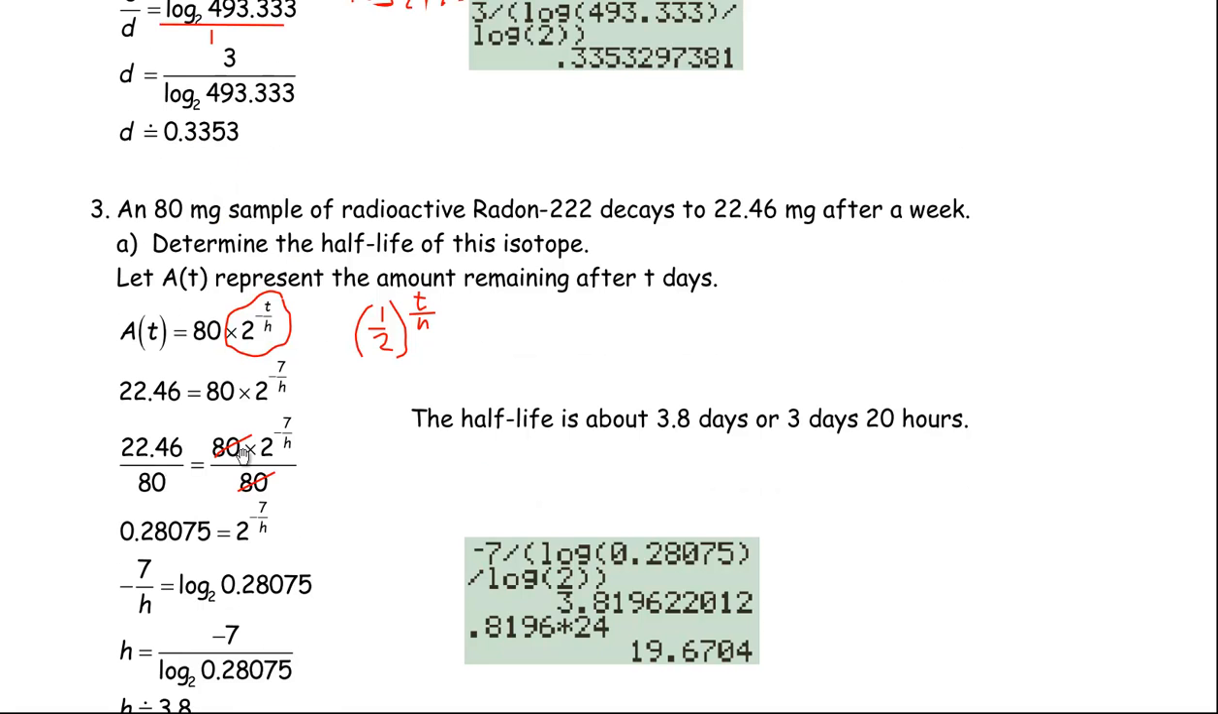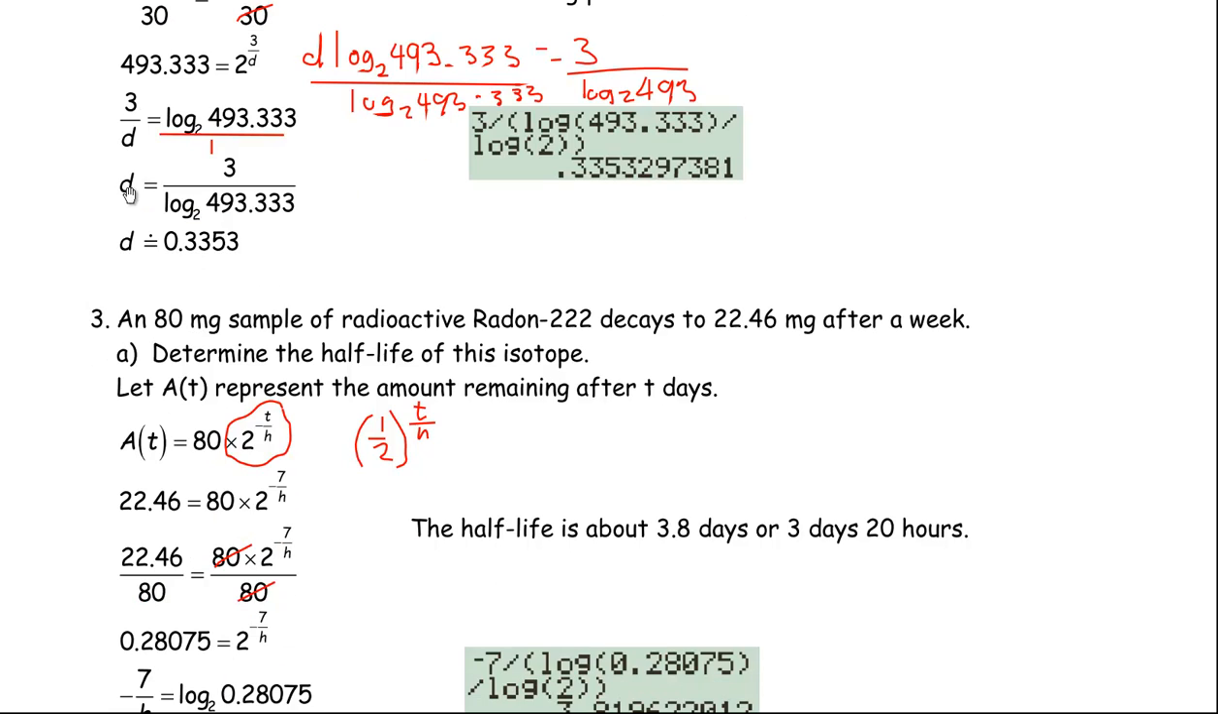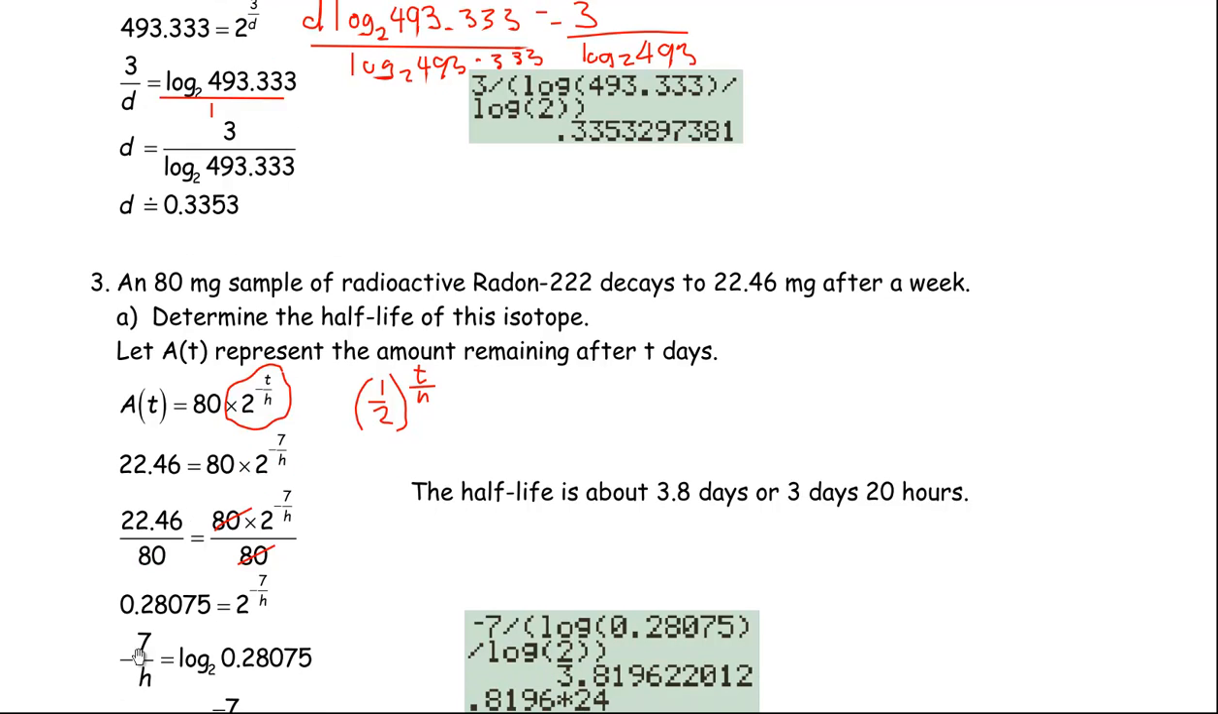So this is actually the same idea as what we did up here. See, notice it actually has exactly the same structure. 3 over d, or negative 7 over h, the variables in the denominator, and this logarithm. So it's really kind of like I can switch those. You see, if I switch the d and the log, then d would equal 3 over the log.